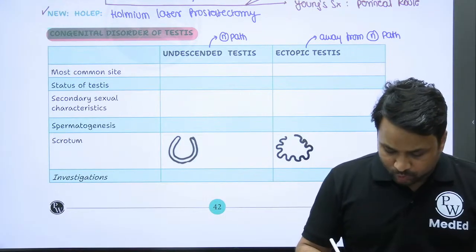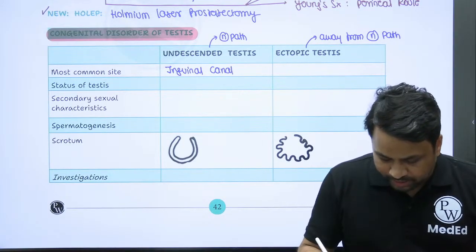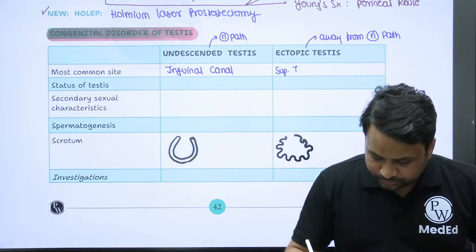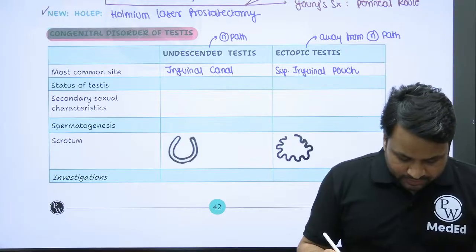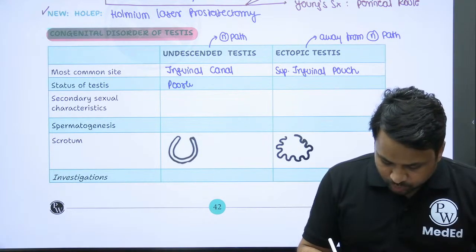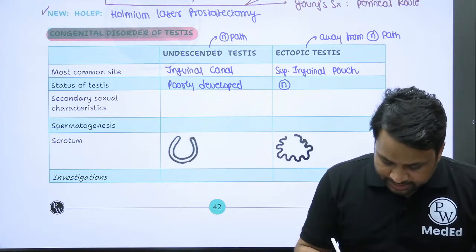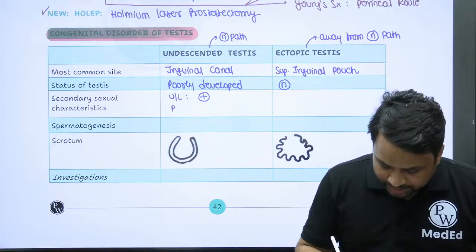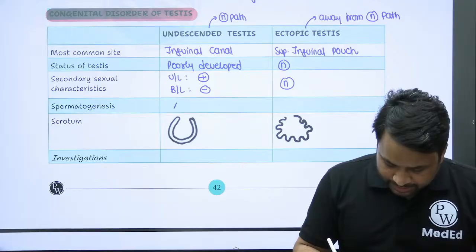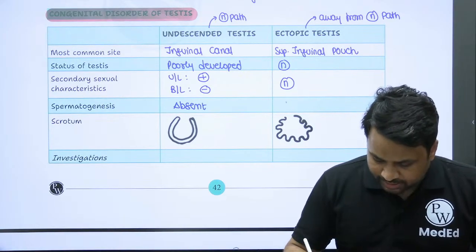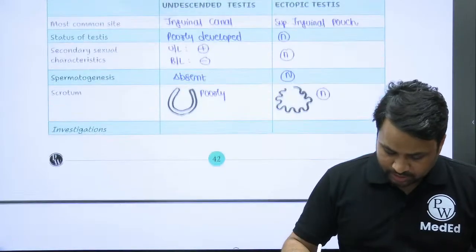The most common site of undescended testis is within the inguinal canal. Ectopic, it is going to be the superficial inguinal pouch. The status of the testis in undescended is going to be poorly developed, whereas ectopic it remains normal. Secondary sexual characters in unilateral will be present. In a bilateral undescended testis, it will be lost. Ectopic remains normal. Spermatogenesis is absent in undescended, it is normal here. Scrotum is poorly developed, whereas it is normal in your ectopic testis.